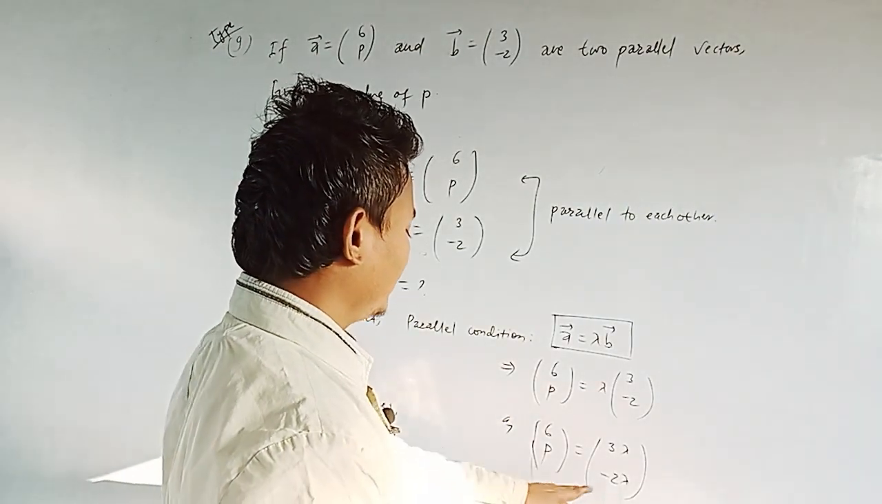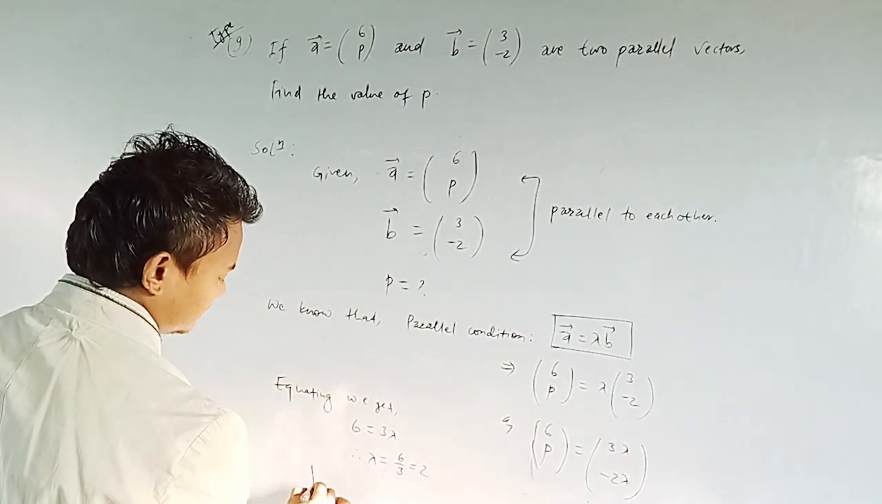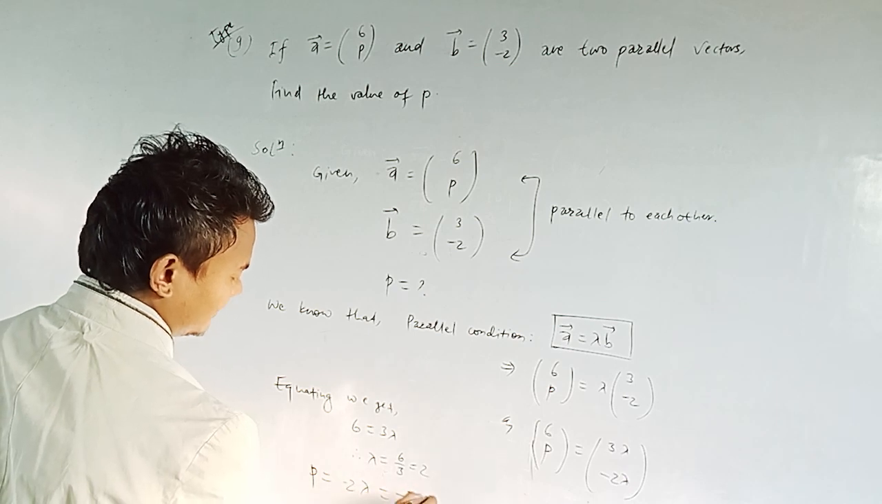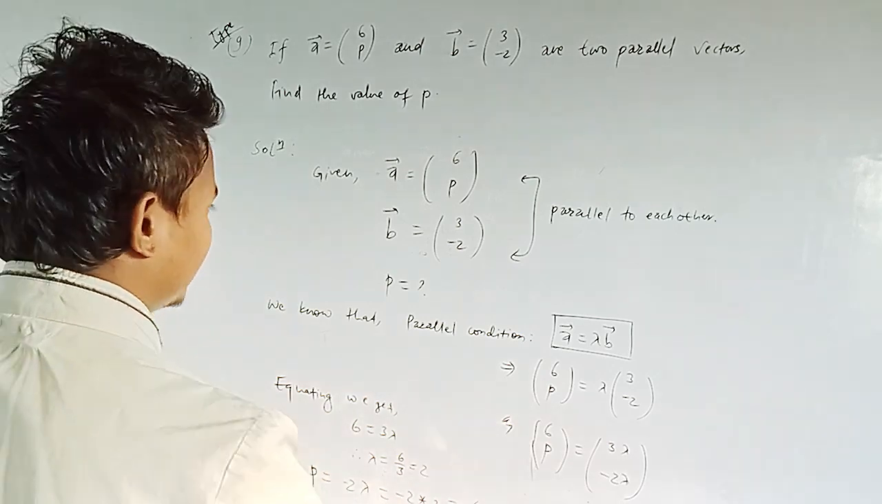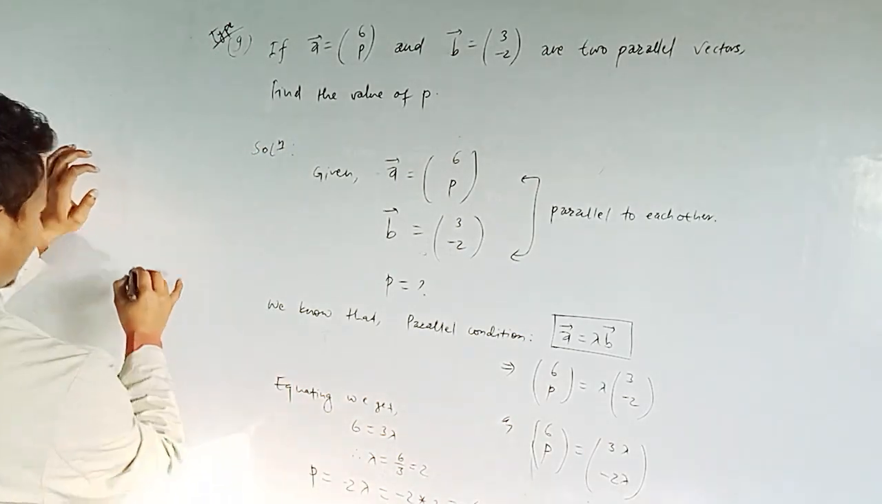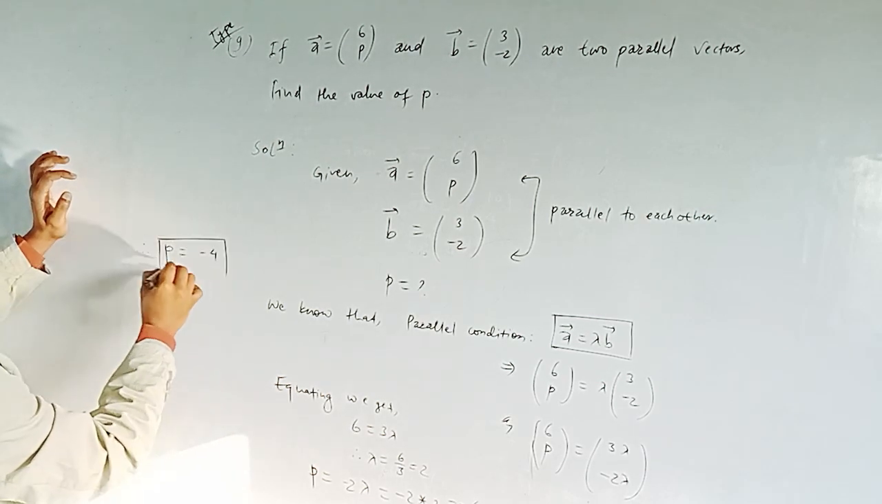And for the value of P, we can calculate P equals how much? P equals minus 2 lambda. So it means minus 2 into lambda, which is 2. Its value becomes minus 4. So the value of P equals minus 4. In this way, we can calculate the value of P. P equals minus 4. This is the required answer.